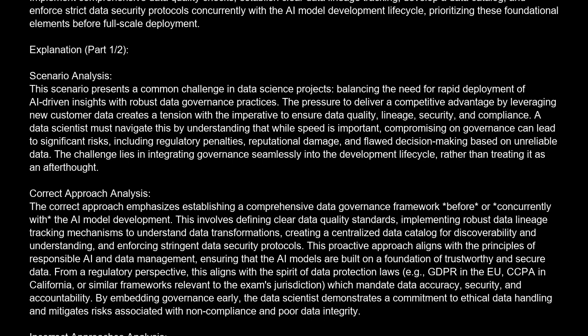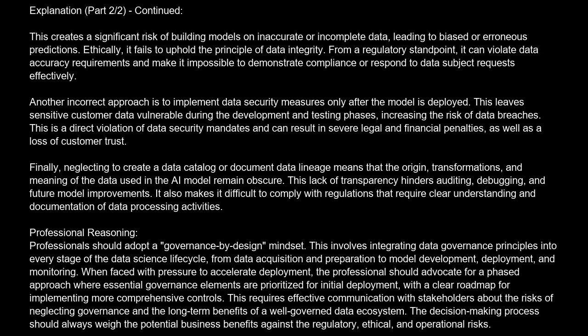An approach that prioritizes immediate model deployment without establishing data quality checks or lineage tracking is fundamentally flawed. This creates a significant risk of building models on inaccurate or incomplete data, leading to biased or erroneous predictions. Ethically, it fails to uphold the principle of data integrity. From a regulatory standpoint, it can violate data accuracy requirements and make it impossible to demonstrate compliance or respond to data subject requests effectively. Another incorrect approach is to implement data security measures only after the model is deployed.